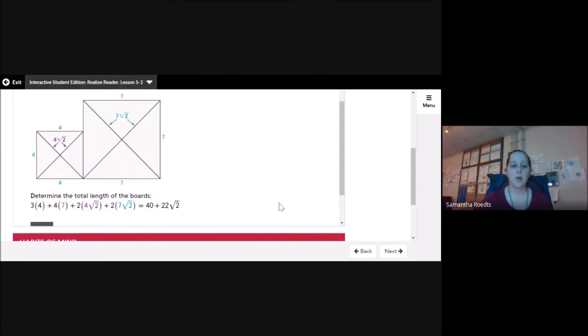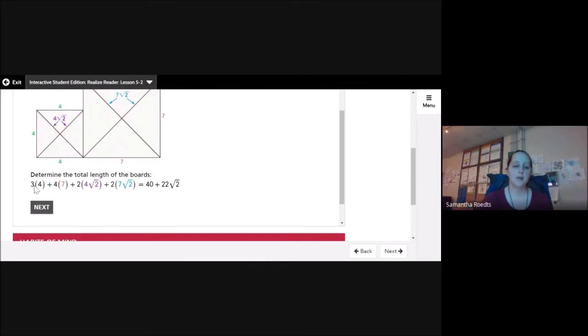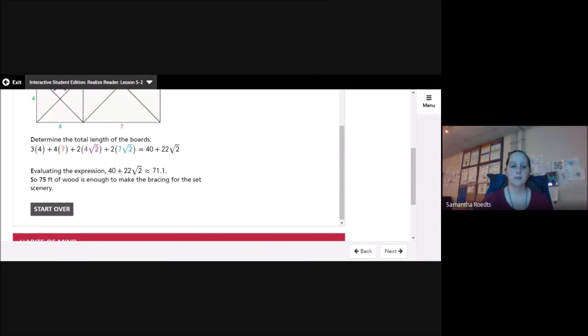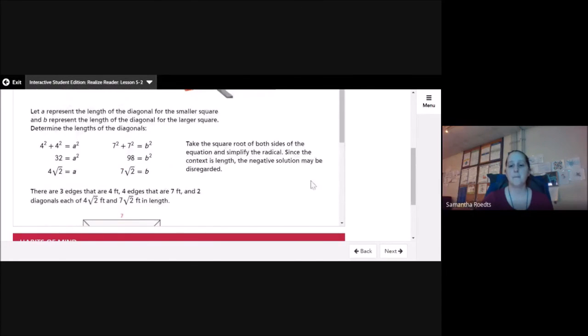Determine the total length of the boards. 3 times 4 plus 4 times 7 plus 2 times 4 square root of 2 plus 2 times 7 square root of 2 equals 40 plus 22 square root of 2. I evaluate it, so it's approximately 71.1 feet. So 75 feet of wood is enough to make the bracing for the set scenery.